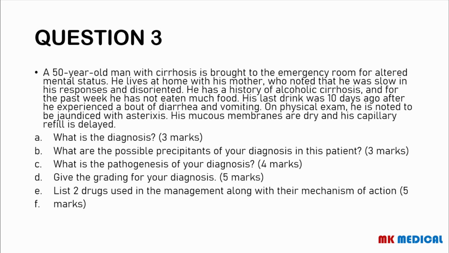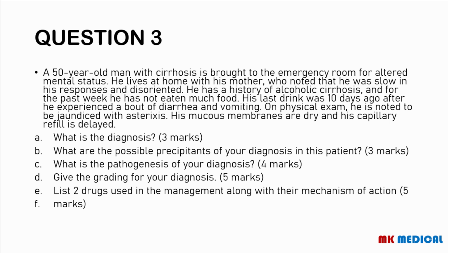Question D, give the grading of your diagnosis. So this person is at grade 2. Let me give you a list of things that you find in the different grades. Hepatic encephalopathy is graded into 4 grades. In grade 1, the following features are seen. You may sometimes have a mild altered mental state, which is what we see in this patient. There may be some apathy, restlessness, and reversal of sleep.